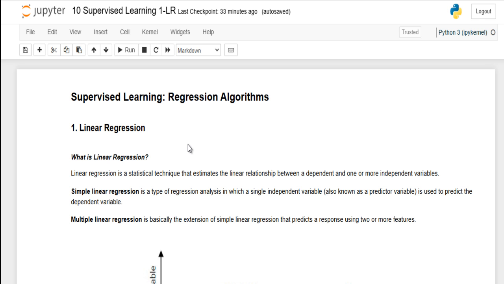Simple linear regression is a type of regression analysis in which a single independent variable, also known as a predictor variable, is used to predict a dependent variable. This is one-to-one, x to y. Then we also have multiple linear regression, which is an extension of simple linear regression that predicts a response using two or more features. Two or more x now, we are passing two or more x in.